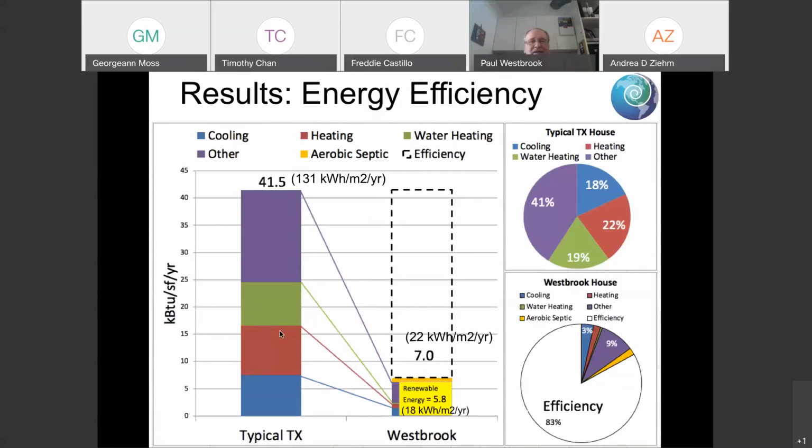So this is just to show you the efficiency of my house and kind of summarize this. This is kBTU per square foot per year. BTUs are an energy, you can convert kilowatt hours. A typical Texas house is around 41 kBTU per square foot per year. And that's other energy, water heating, cooling. My house only needs 7 kBTU per square foot per year. So remember, that's my efficiency that I did. My renewable energy system produces 5.8 of that. So I have a lower footprint and I produce most of it with a fairly small solar array.